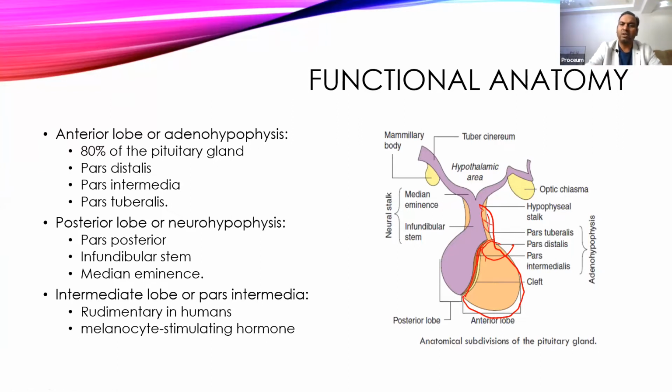Pars posterior portion, then infundibular stem, and median eminence. So these are the portions formed by the posterior lobe, and it has a more neural structure. That's why the name neurohypophysis is given. While the intermediate lobe is also called pars intermedia, and it is rudimentary. In lower animals, it usually synthesizes melanocyte stimulating hormone.